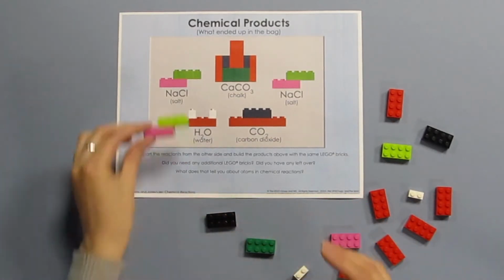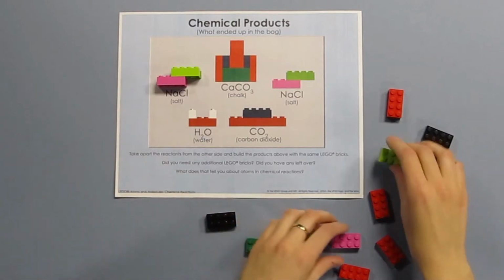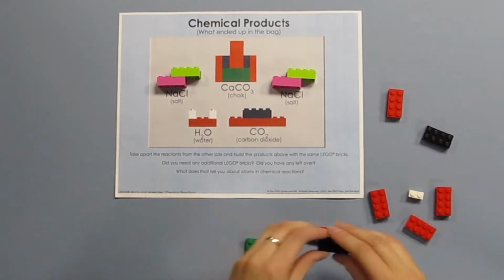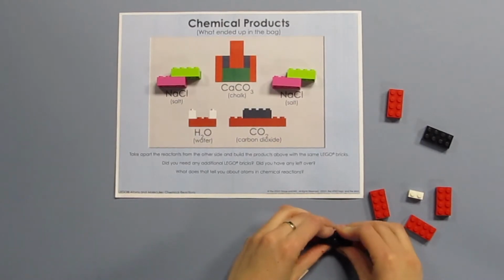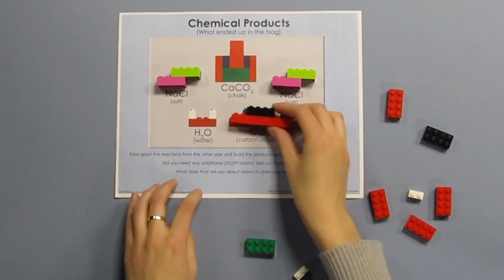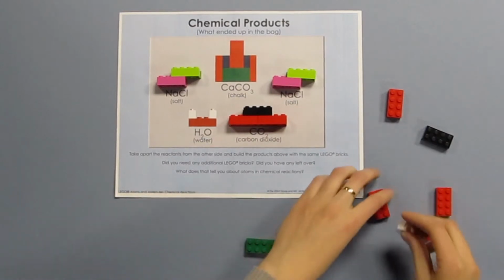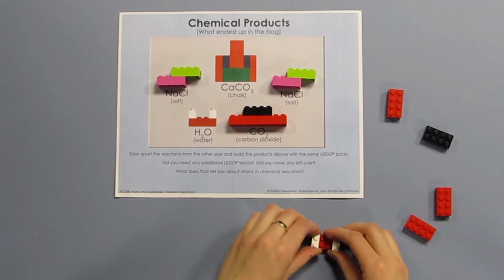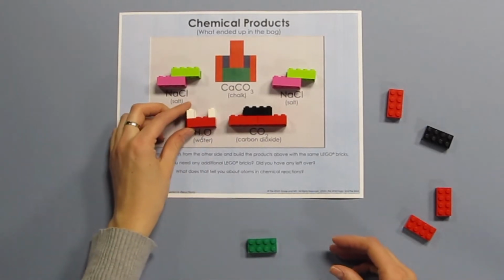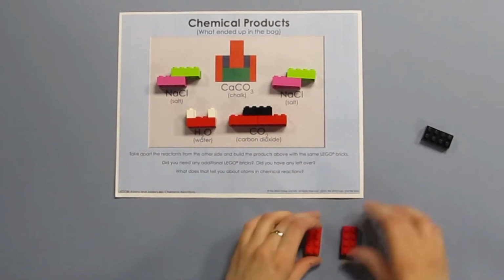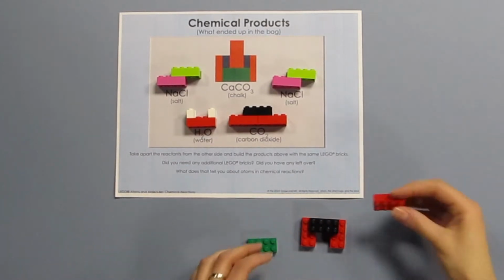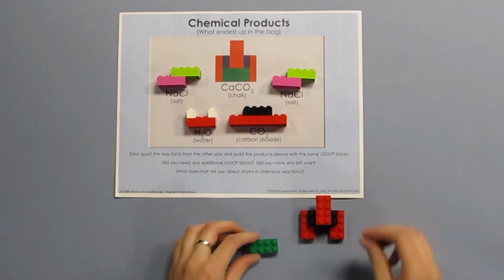The sodium and chlorine form 2 sodium chloride molecules, or table salt. 2 oxygen atoms and 1 carbon bond together to form the gas carbon dioxide. Remember all the fizzing? 2 hydrogen atoms and an oxygen atom bond together to form water. Finally, 3 oxygen atoms, 1 carbon, and 1 calcium bond together to form a molecule of chalk.